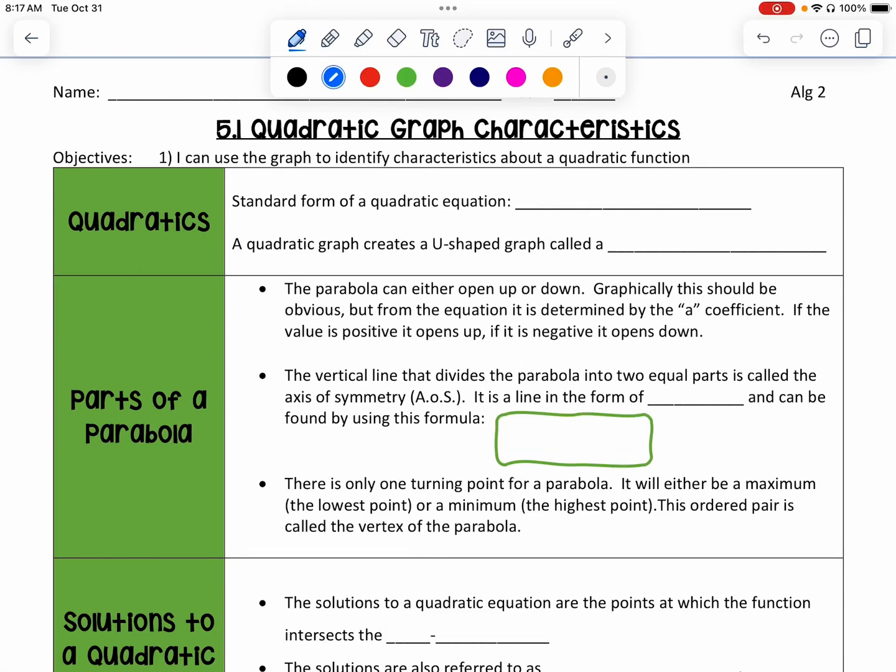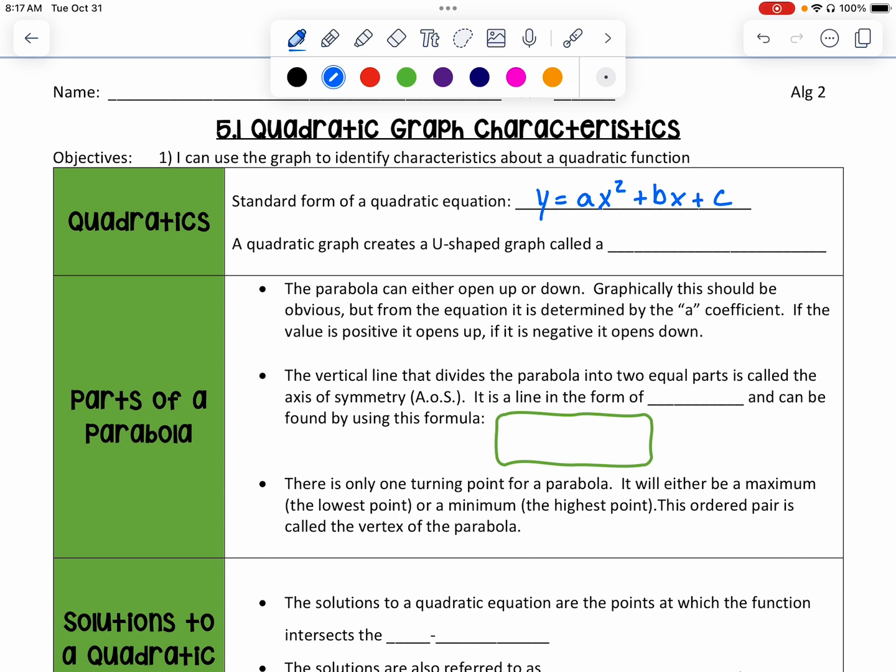Hey everybody, today we're going to be talking about quadratic graph characteristics. So a quadratic is an equation where the biggest exponent is an x squared. And the standard form of that equation looks like y equals ax squared plus bx plus c. So the biggest exponent is that 2.